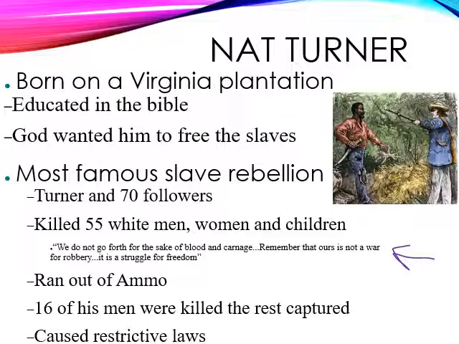But eventually, they did run out of steam. They ran out of ammunition, and the militia was able to surround them, and 16 of his men were killed, and the rest of them were captured and executed for the parts they took in this rebellion. But it also caused a lot of different things. It caused a ton of African American slaves that were innocent, that didn't attack anybody, to be punished. Some of them were executed, many of them were whipped.